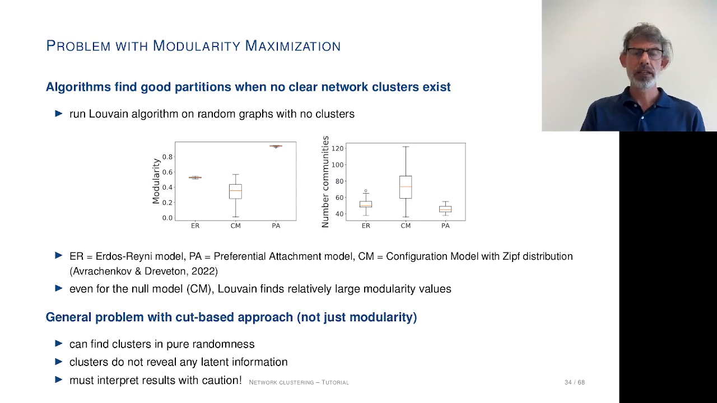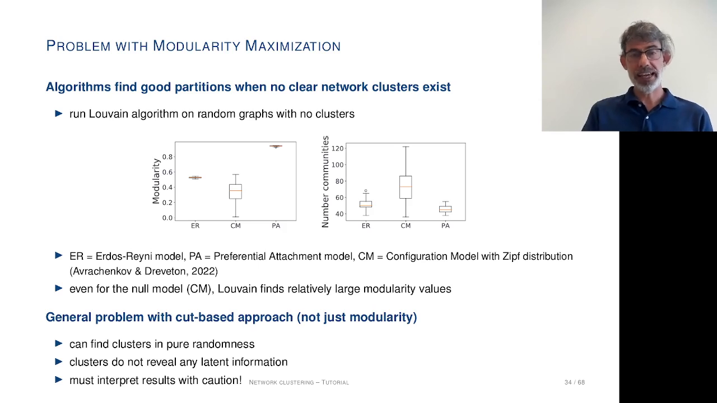And the plot on the right shows the number of communities found by the Louvain algorithm. It's a pretty high number of communities. So that's actually a general problem with cut-based approaches. It's not just a problem with the Louvain algorithm or modularity. In particular, if you run a cut-based algorithm on any graph, it will find a cluster even in the middle of randomness. And these clusters do not reveal any latent information because the graph is random. There's nothing to be revealed. So the results that you see when you run these algorithms should be interpreted with caution, right?